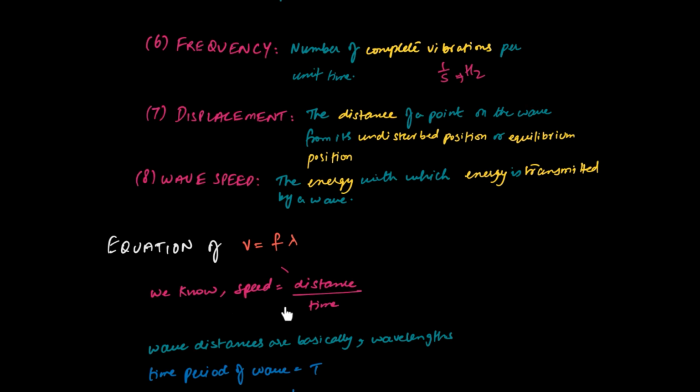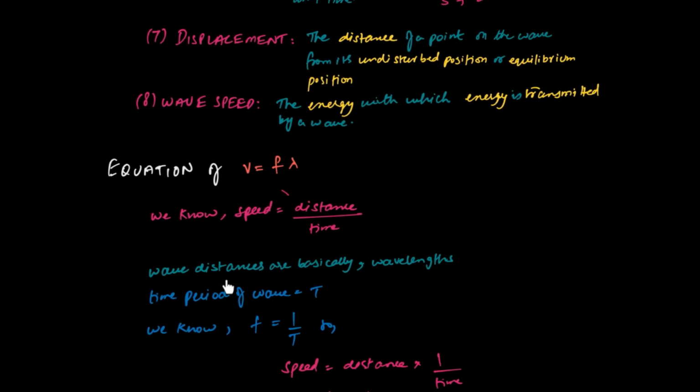So we know that speed equals distance upon time, or velocity equals displacement upon time. In waves, the distances are basically measured in terms of wavelengths, like lambda, half lambda, 1 upon 2 lambda, 3 upon 2 lambda. And the time period is measured in terms of T, or the time which a particle of a wave takes to complete one complete vibration. And we know that frequency is the inverse of the time period.